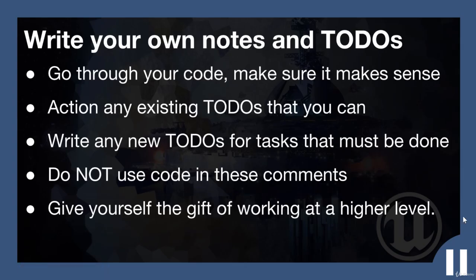So my challenge to you now, and there won't be a solution because I've basically done it for myself, is I want you to go through your code and make sure it makes sense to you firstly. I want you to action any existing to-dos that you can action, write any new to-dos for tasks that must be done in the future, do not use code in your comments, and give yourself the gift of working at this higher level of abstraction. Start writing English statements about what you want it to do in future. Then we'll come behind and we'll start coding from that.